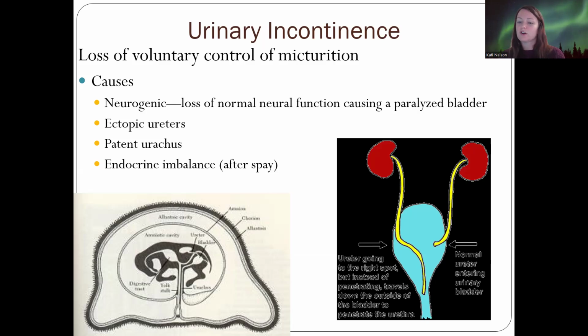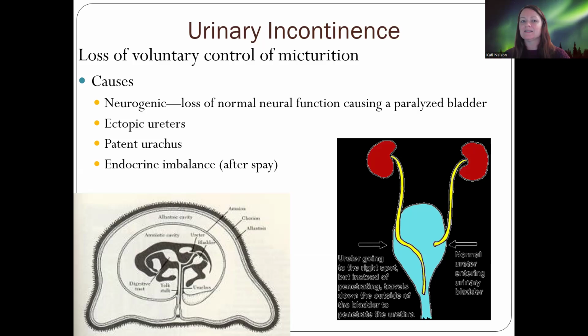Ectopic ureters, we're going to talk about that today. That means that they are in the wrong location. The patent urachus, this is so interesting. This is the tube that carried fetal urine to the umbilicus. It doesn't close. And so what happens is the animal will actually dribble urine from where their belly button technically would have been.